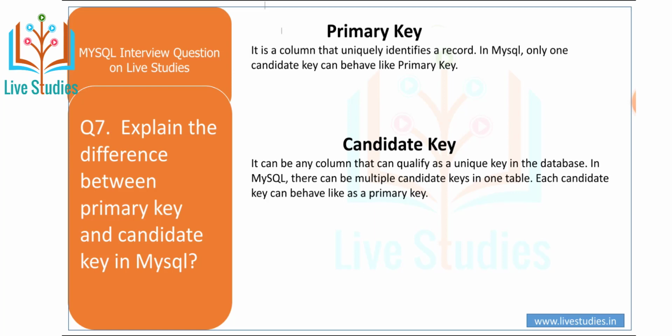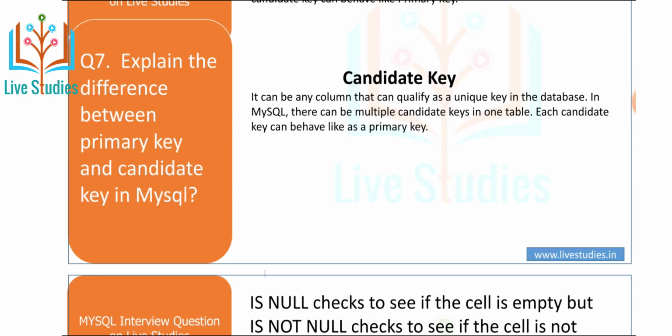Okay, move to another question. Another question is, explain the difference between primary key and candidate key in MySQL. Primary key is a column that uniquely identifies a record. In MySQL, only one candidate key can behave like the primary key. A candidate key is a column that qualifies as a unique key in the database. In MySQL, there can be multiple candidate keys in one table. Each candidate key behaves like a primary key.